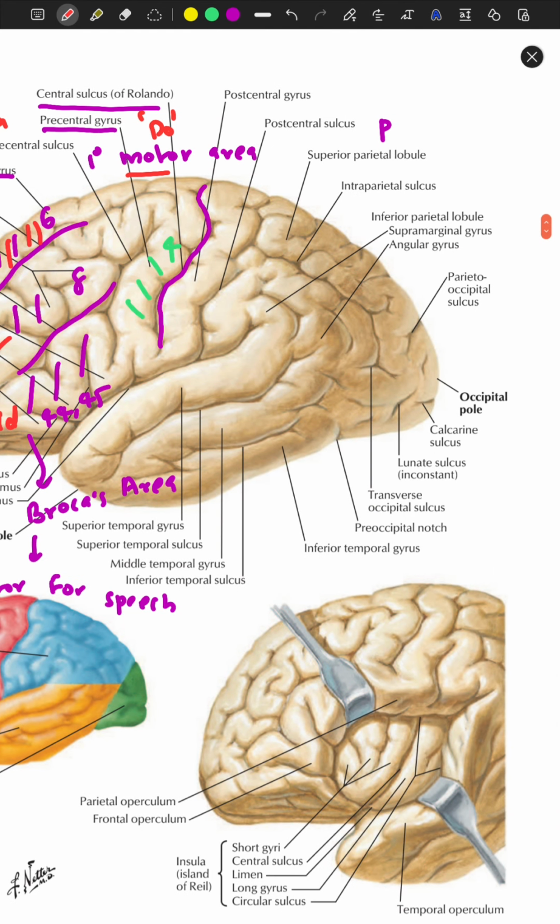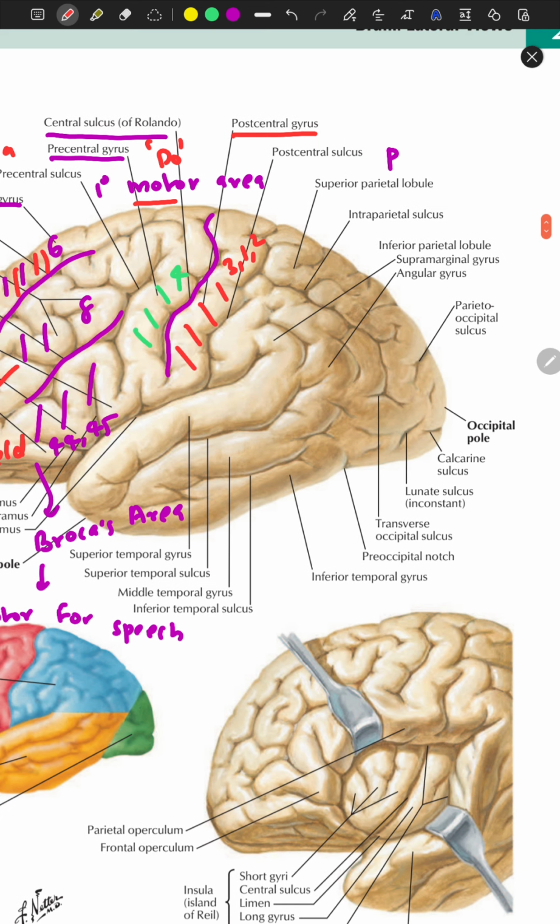Now, this is the post-central gyrus, and it is represented in areas 3, 1, 2. This is the primary sensory area.